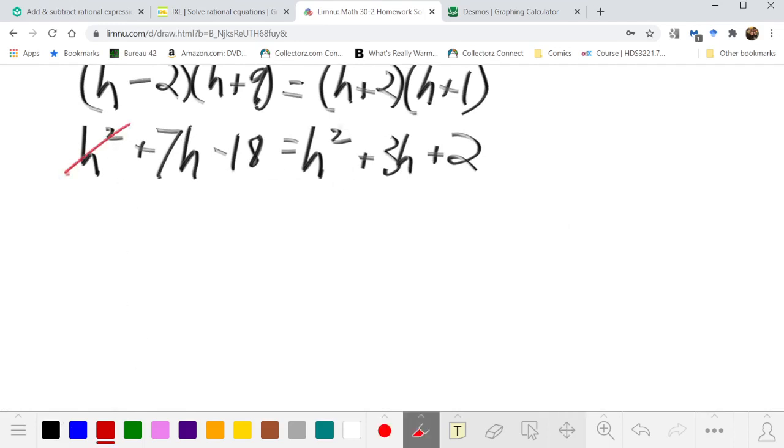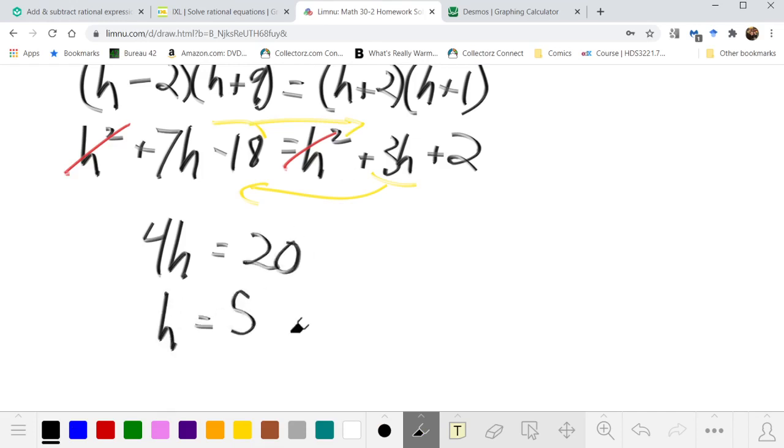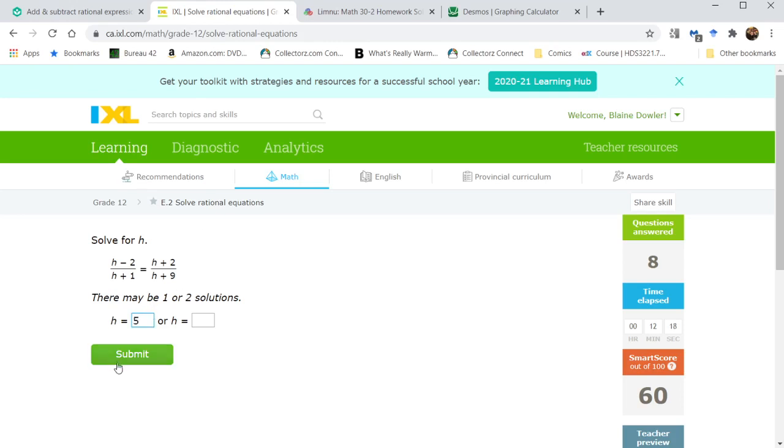Our h squareds cancel completely. I am going to move the 3h to the right. So we end up with a 4h here, and then move the 3h to the left, and the negative 18 to the right. Gives us 4h equals 20, or h equals 5. 5 was one of our permissible values, so no issues there. That's 9 down, 1 to go for the first homework assignment.